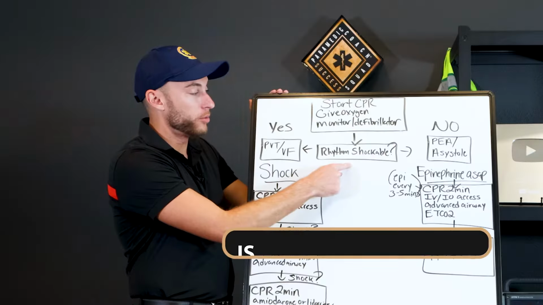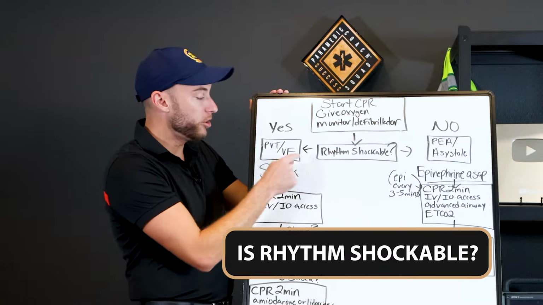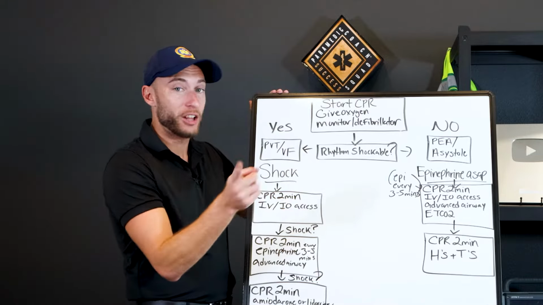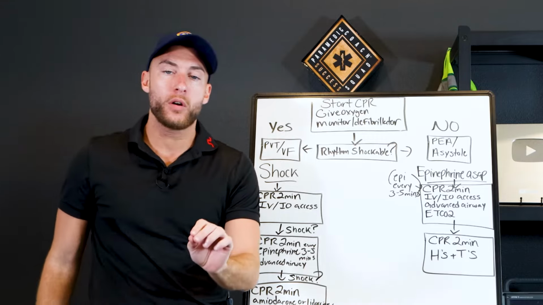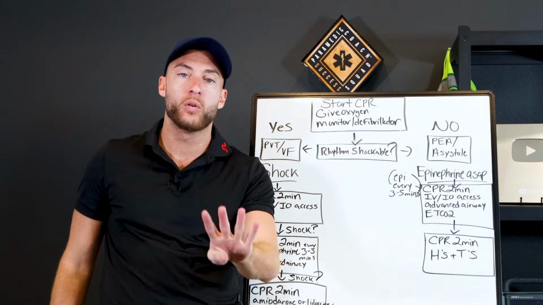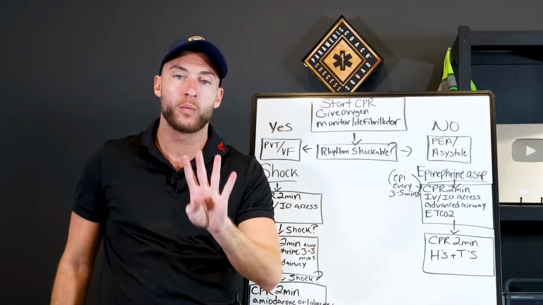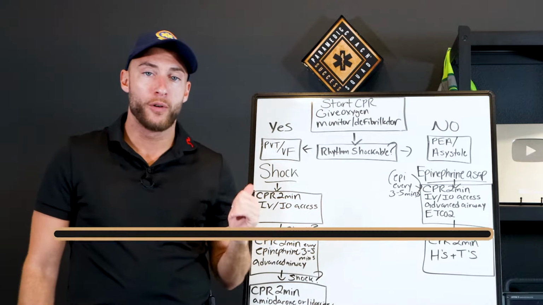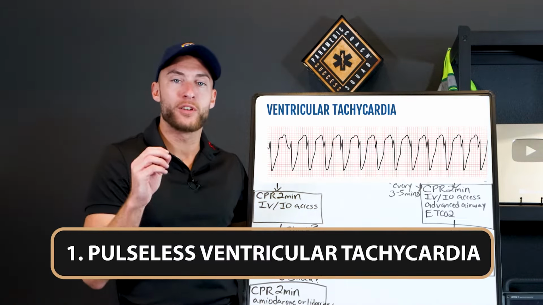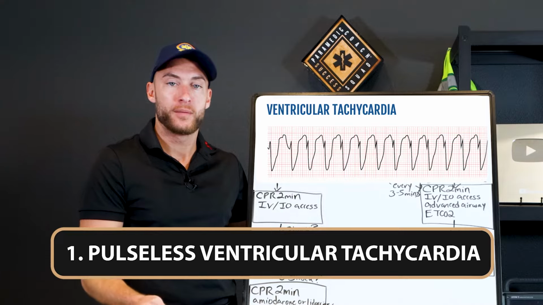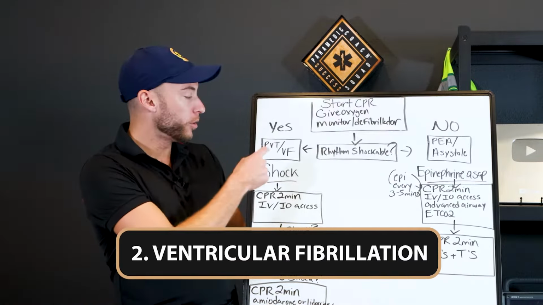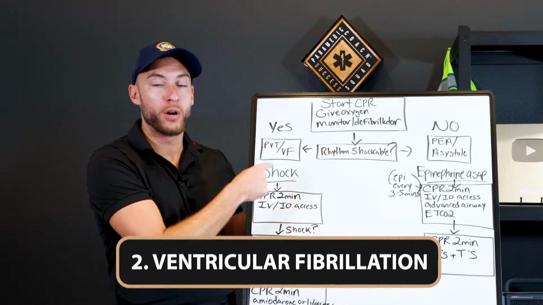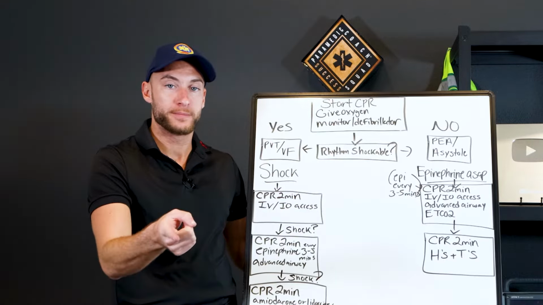Now, once we can see the rhythm on the monitor, is the rhythm shockable? If it is shockable, we go here. If it's not shockable, we go here. How do we know it's shockable? Well, when we're in cardiac arrest, there are only 4 rhythms that we can be in. First is pulseless ventricular tachycardia. Second is ventricular fibrillation. Those 2 rhythms are indeed shockable by defibrillation.